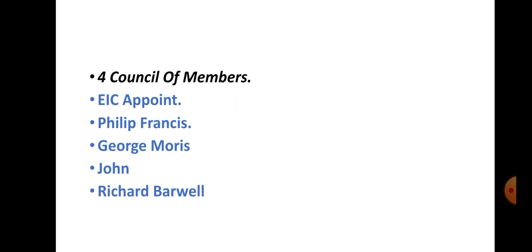Now let's discuss in a detailed way. In the Regulating Act, we have a council of four members, appointed by the East India Company. The head was the East India Company only. Philip Francis, George Morris, John, and Richard Babel were the four members. In 1774 the Supreme Court was built, and of course it was not for Indians. Elijah Impey was the first Chief Justice. Important: Elijah Impey was the first Chief Justice.